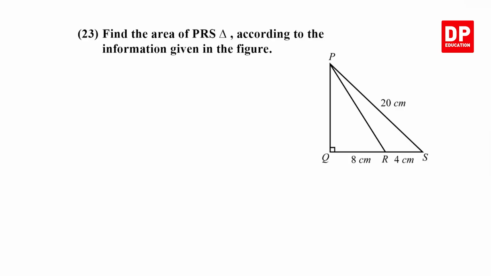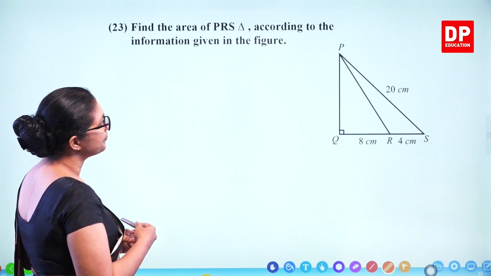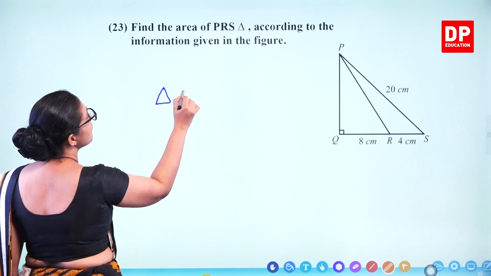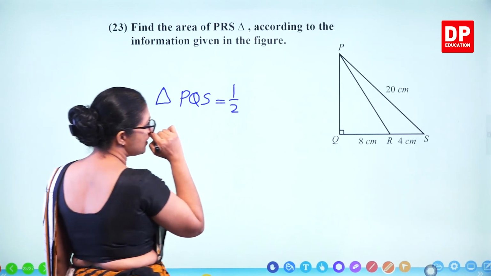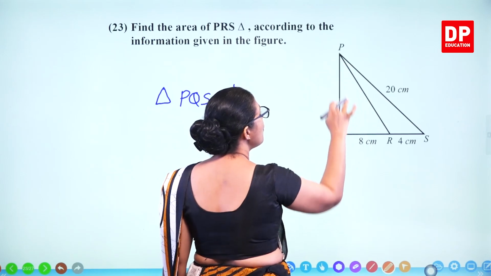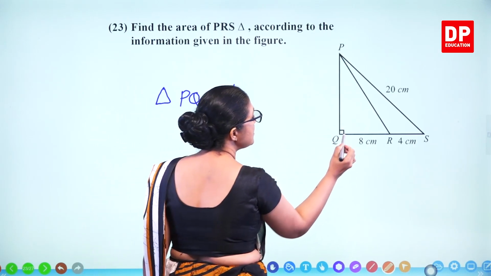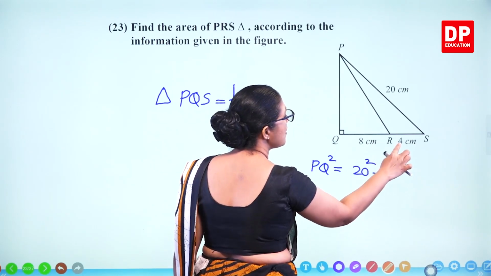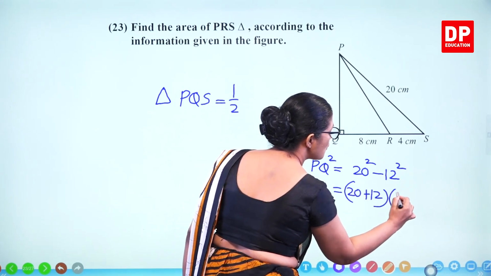Question number 23. Find the area of PRS, according to the information given in the figure. So first we'll find out the area of PQS triangle. Half into base into height. But there's a problem. We don't know the perpendicular height. We can use the Pythagorean theorem because this is 90 degrees. So what is PQ squared? 20 squared minus (8 plus 4), 12 squared. 20 plus 12 and 20 minus 12.